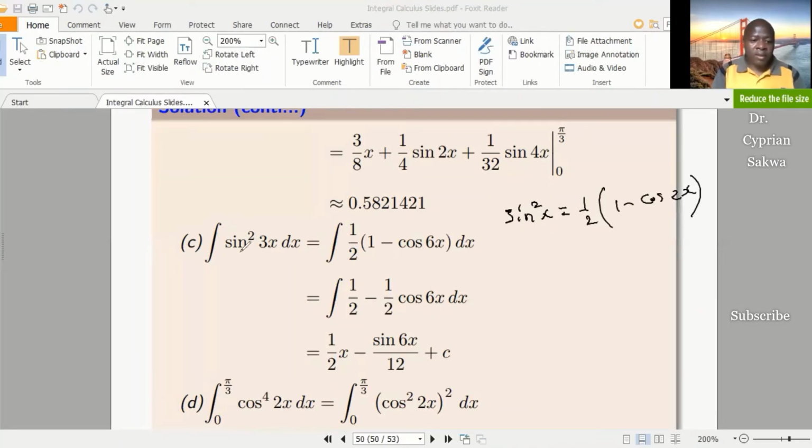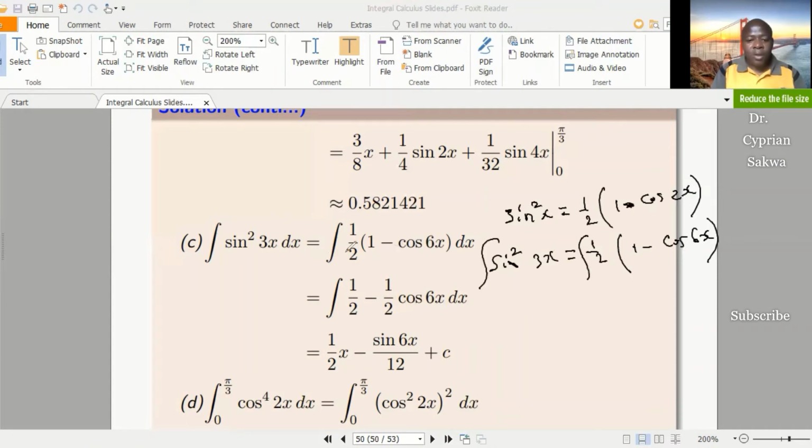But what we've been given is this. What we've been given is sine 3x squared. What is this equivalent to? This is equal to a half into 1 minus cos 6x. So this is very important. It's what I'm used to. So that the integral of this is the same as the integral of this. So the integral is the same as integrating that.